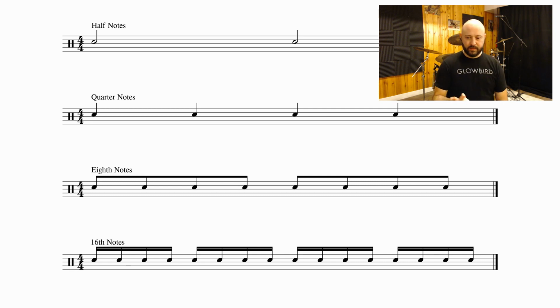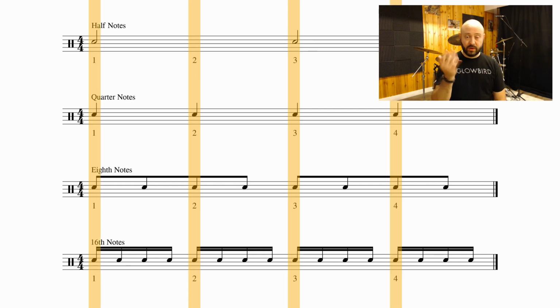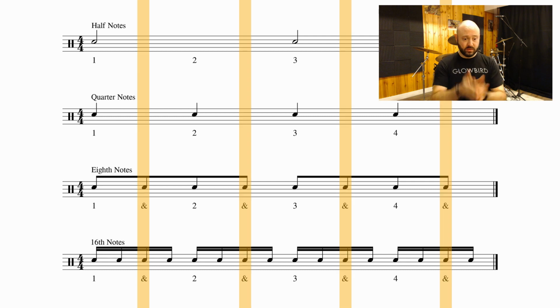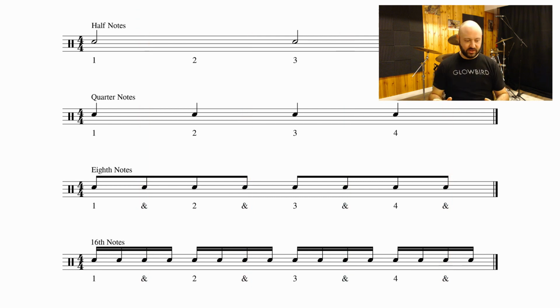We have the number, right? 1, 2, 3, 4. That still lines up on the beat. We also have the "and." We have the eighth note. So 1 and 2 and 3 and 4 and. We're hearing eighth note subdivisions.